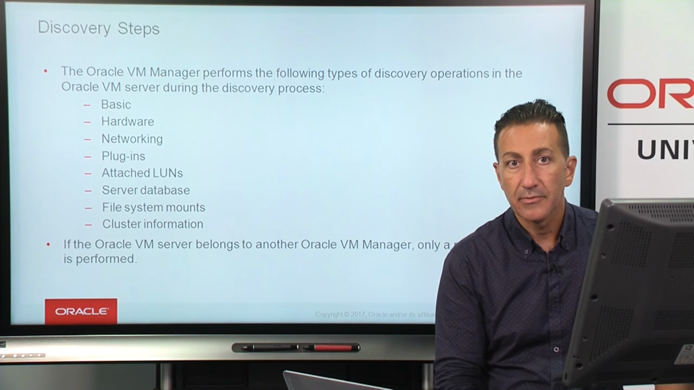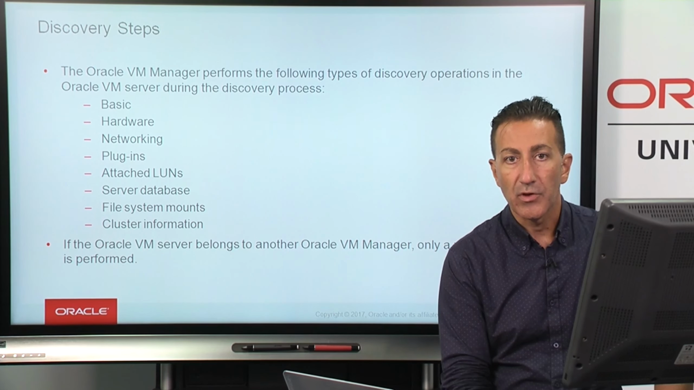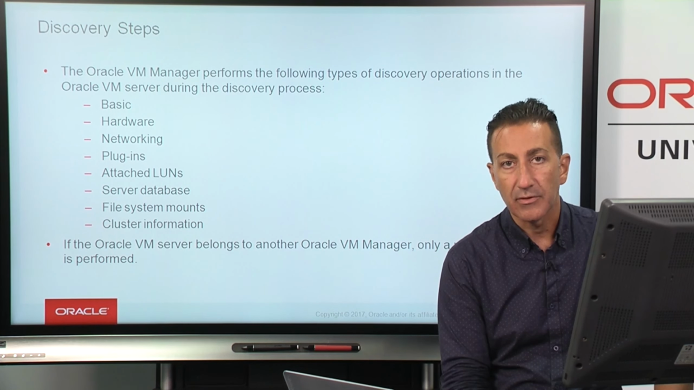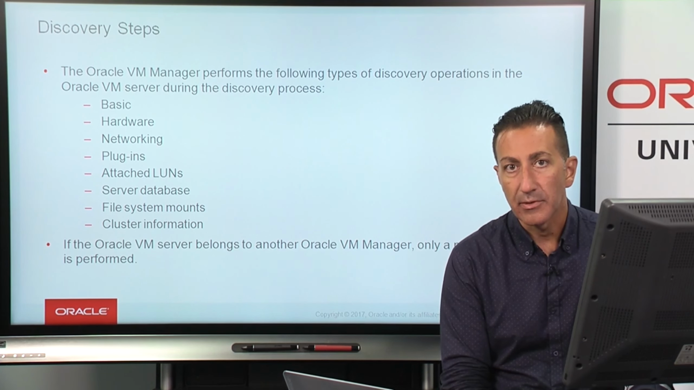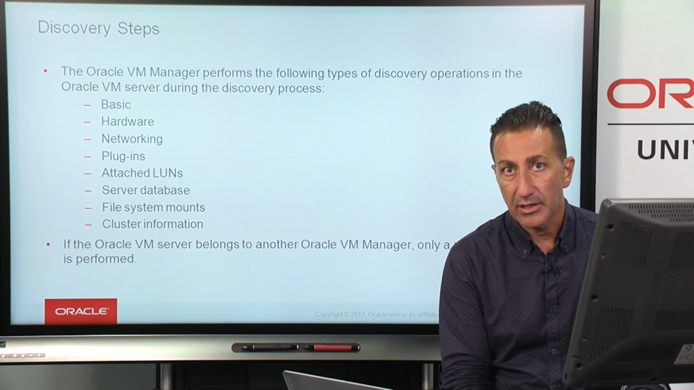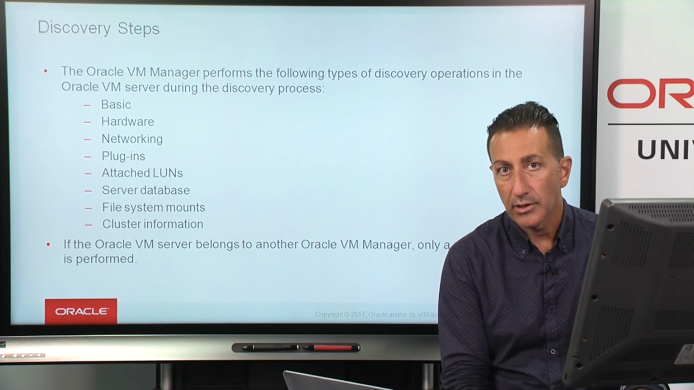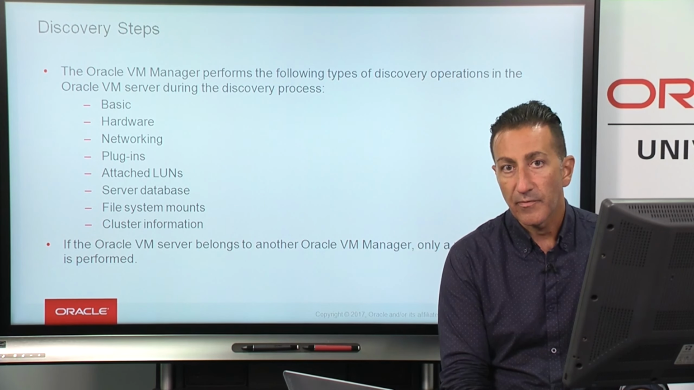About the discovery steps, the Oracle VM Manager performs the following types of discovery operations on the Oracle VM server during the discovery process. Well, you have a matching with the Oracle VM server software. This includes the operating system, the OVS agent with a specific password, and also the hardware. So typically you have network interfaces, and iSCSI or fiber channel connectors to storage devices. So it performs multiple steps.